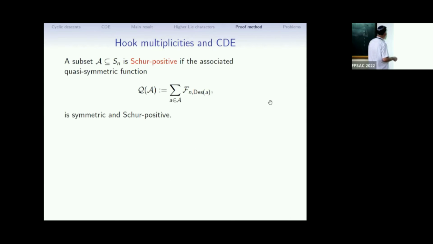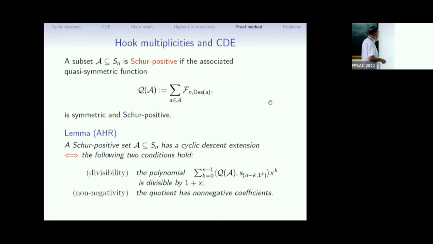We consider this for any set, but you can think of the set as a conjugacy class. The conjugacy class A has a cyclic descent extension if and only if two conditions hold. The hook multiplicity generating function in the hierarchy character should be divisible by 1 plus x, and the quotient should have non-negative coefficients. The divisibility is much easier, and the non-negativity is difficult for some conjugacy classes, as you will see.